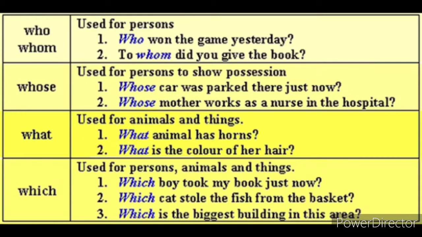Next one, whose, is used for a person to show possession. Possession means whose book, like that. For the first one, see here, whose car was parked there just now? And the next one, what, is used for animals and things. Look at the sentence, what animal has horns? The third one, the next interrogative pronoun, which, is used for person, animal and things.